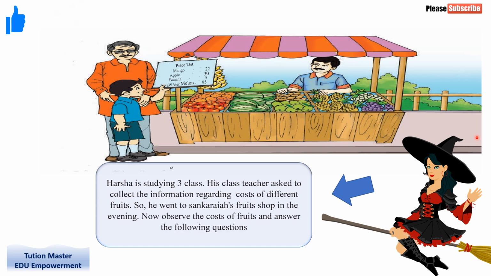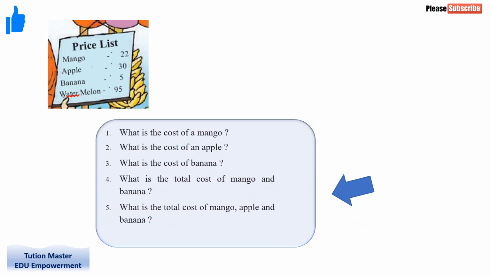What are the different types of fruits over here? Apple is there, mango, watermelon, certain guavas are there, plum is there, and what is this? Pineapple, and certain grapes are there, and bananas are there.